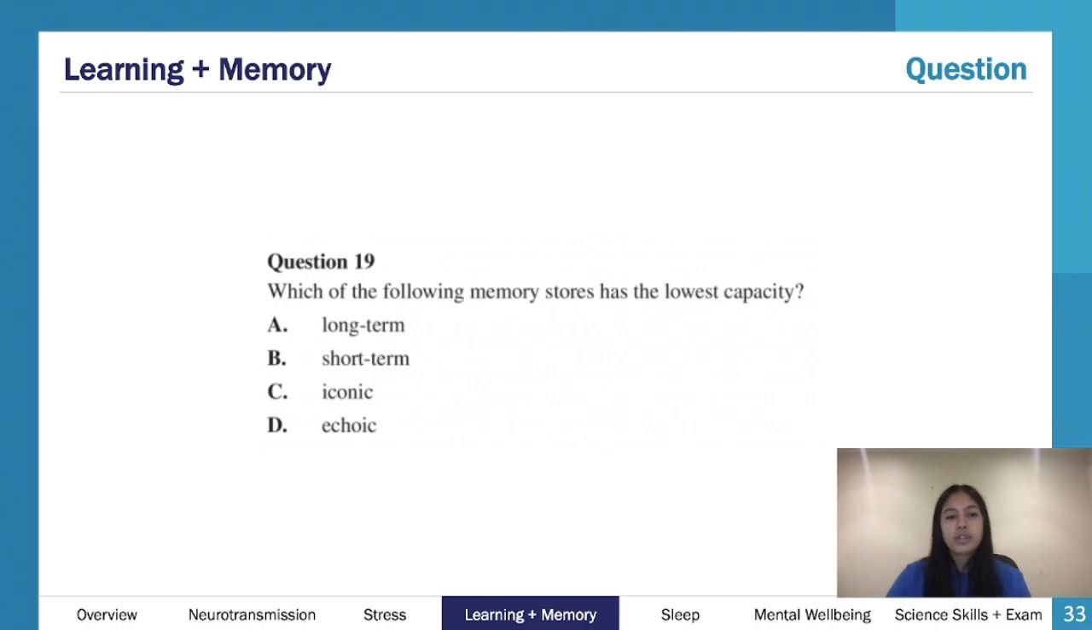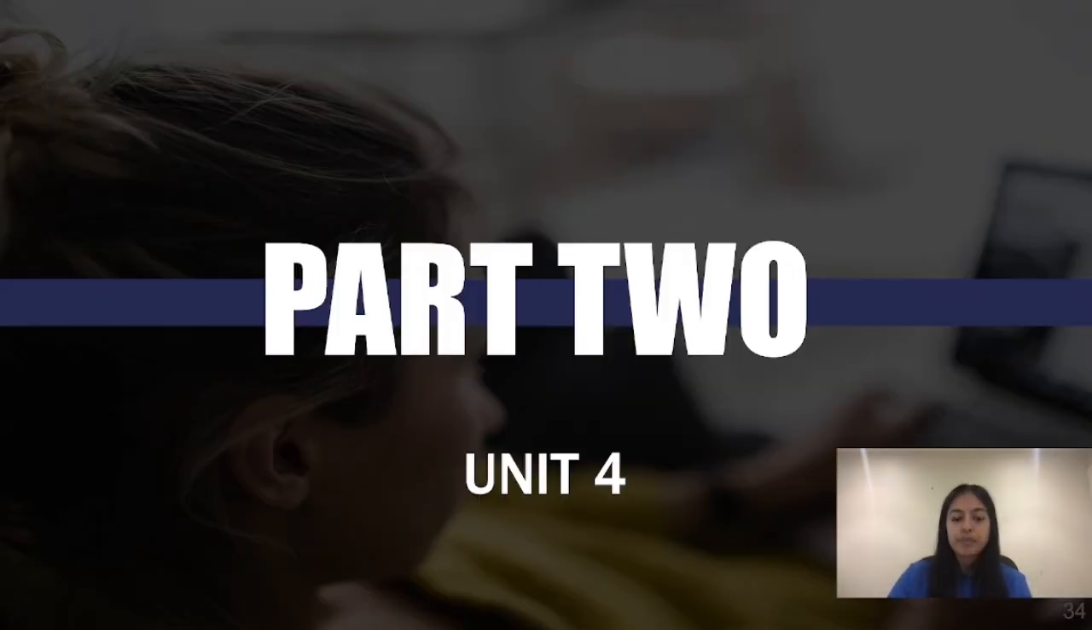All right, quick question. Which of the following memory stores has the lowest capacity? Think capacity. We're not talking about duration, we're talking about capacity. How many items we can hold in here. Long term, we know that's unlimited. Short term, it's about 5 to 9. Iconic and echoic, remember our capacity, everything. We can see everything we want to. We can hear everything we want to. It's just what we pay attention to. So short term has the lowest capacity because the rest are basically unlimited.